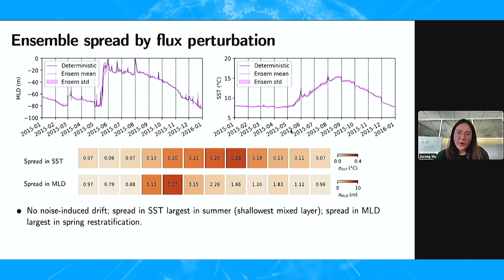And the largest spread in mixed layer depth occurs during spring restratification. So with this kind of sudden event where it restratifies, the onset timing is sensitive to the flux leading to that event. So yeah, just a demonstration of using stochastically generated flux sequences in an idealized 1D model.